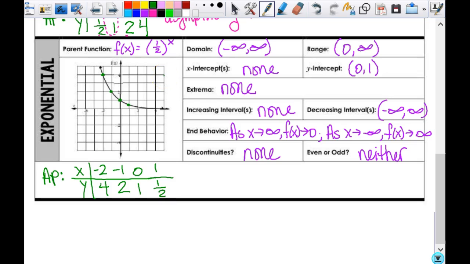Do I have any asymptotes? Yes, we do. We have this, right? And that asymptote would be what? Y equals 0. Good. And so remember, when we do the transformations, that's going to go along with us. And that's going to be a line that if it gets translated up or down, then we've got that to add. Okay?